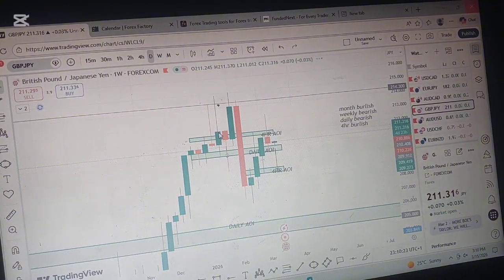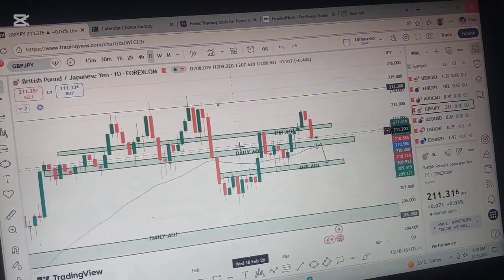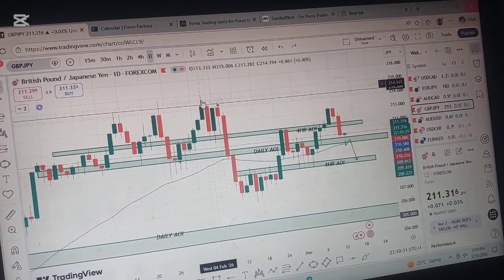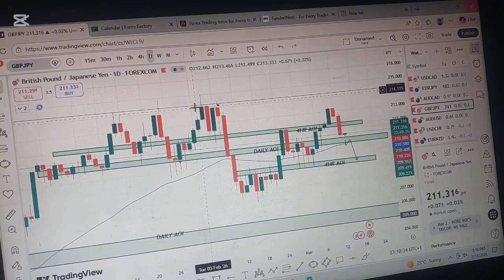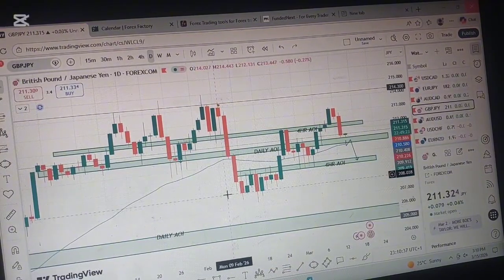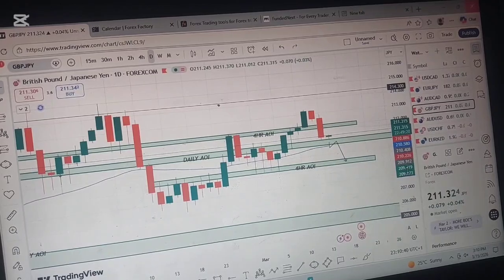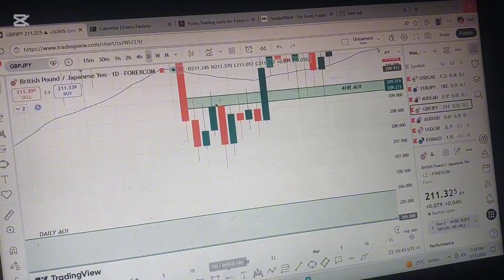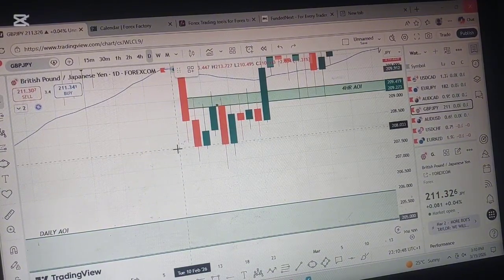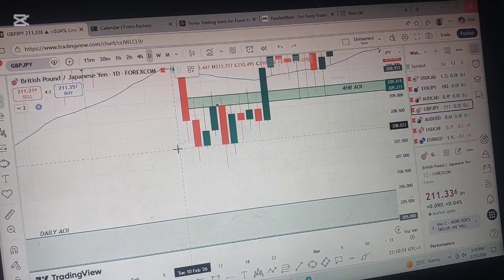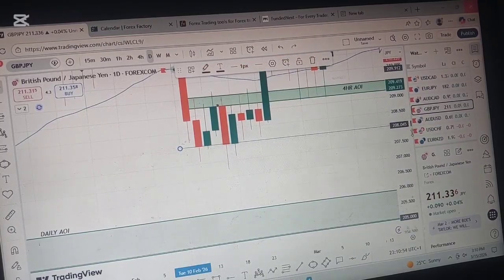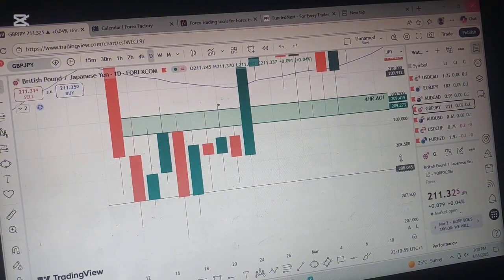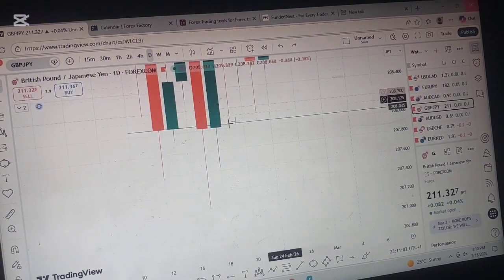We go down to the daily time frame. On the daily time frame, we are currently bullish. This was the lower high and this was the lower low. So you can clearly see, hold on guys, the market took out this lower low, creating a new lower low. Can you guys see it clearly?